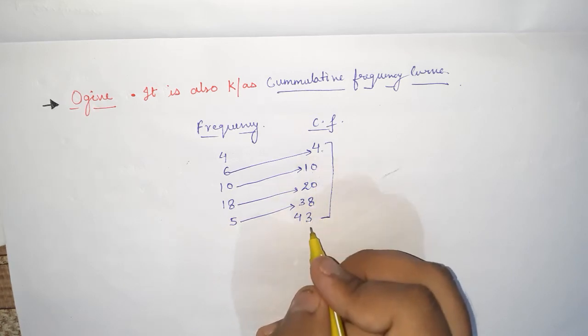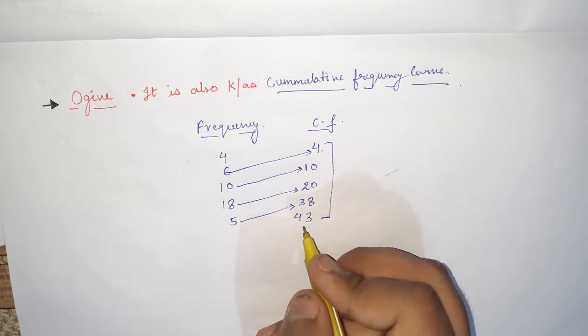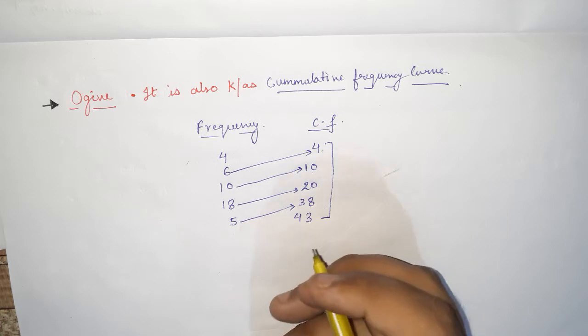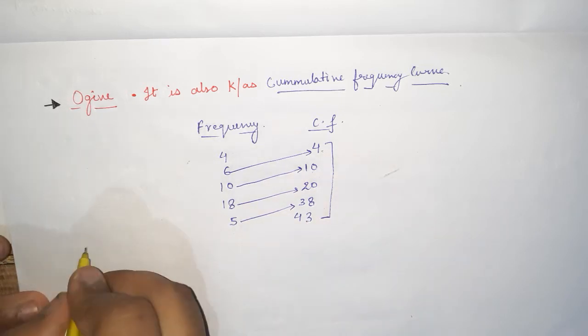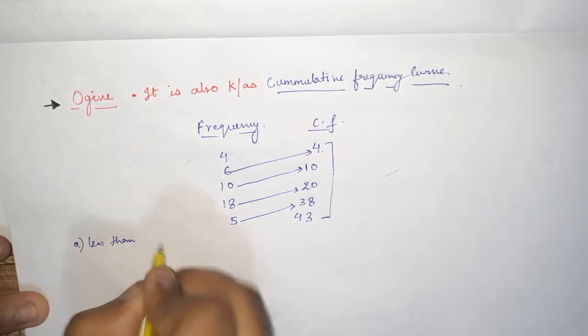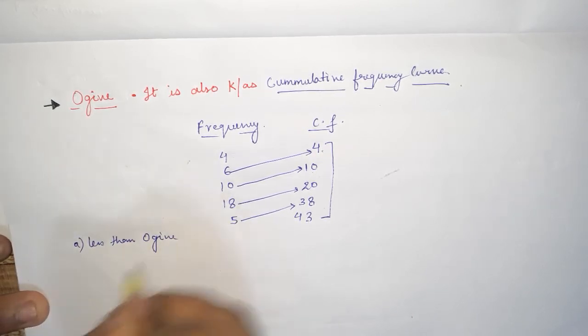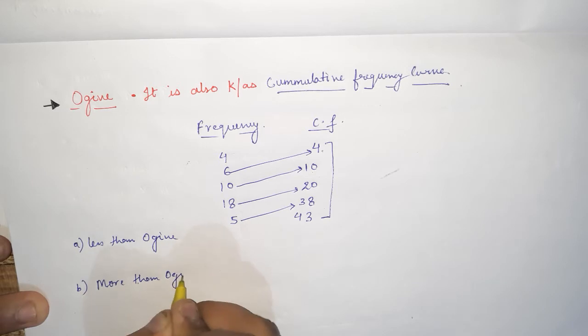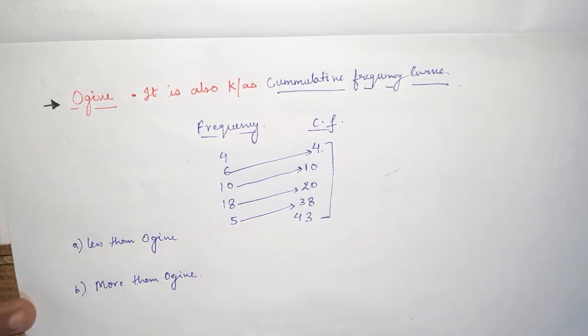Now after calculating cumulative frequency in OGIV, we will plot these cumulative frequencies on the diagram. Now there are two types of OGIV. One is less than OGIV and the other is more than OGIV. So two types we have. Let us see what is the difference first, and then we will take one question and draw both the OGIVs, less than as well as more than.